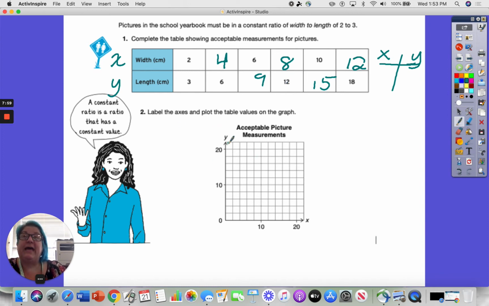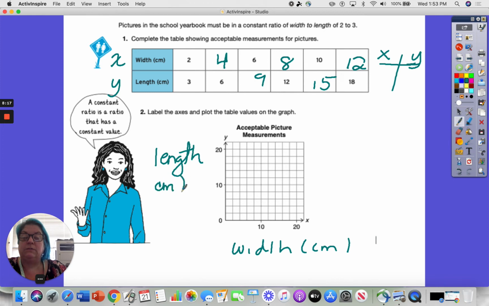It says label the axes and plot the table values of our graph. So remember, the x-axis is always on the top, so this is our width, and our width is in centimeters. And then our length is our y-axis, and that is also in centimeters. And we are going to graph these points. So let me get a highlighter going.